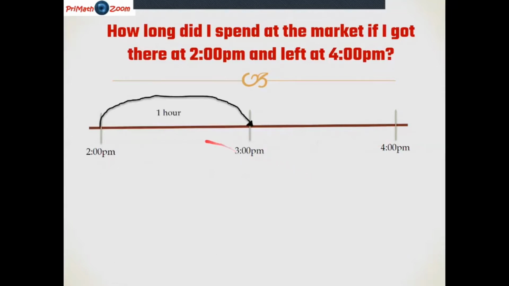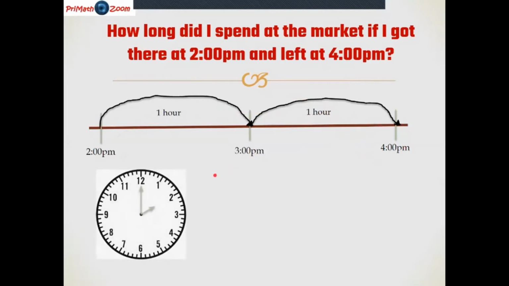Now, we know that from 2 p.m. to 3 p.m., it is 1 hour. And from 3 p.m. to 4 p.m., it is another 1 hour. So right here, we can say from 2 p.m. to 4 p.m., it is 2 hours. So there are 2 hours between 2 p.m. and 4 p.m.